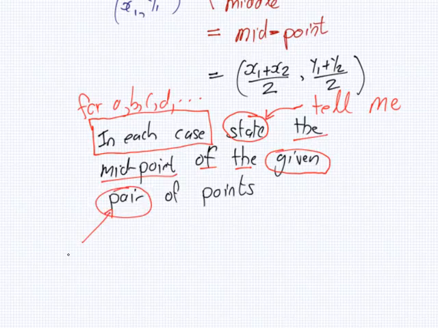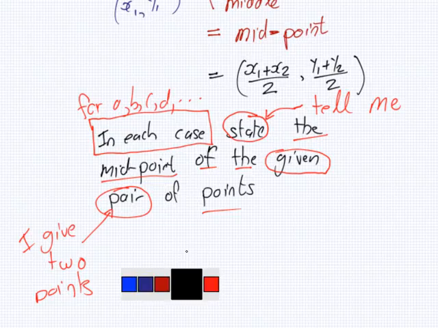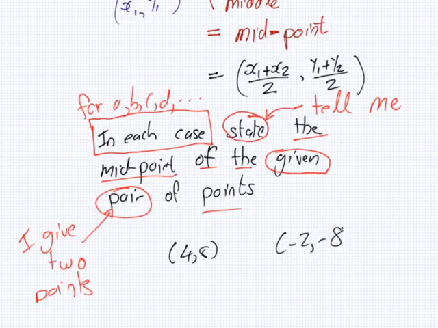Let me do the first one. So the first one is 4, 8, and -2, -8. Okay. So the answer is 4 plus -2 over 2, 8 plus -8 over 2. Yeah, this will be 2 over 2, 0 over 2, which is 1, 0. This is the answer.